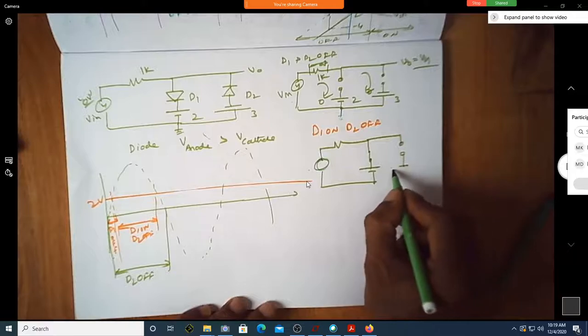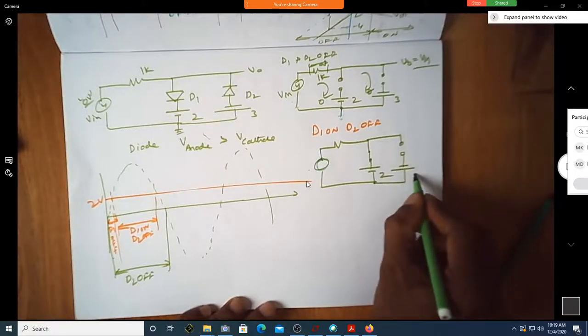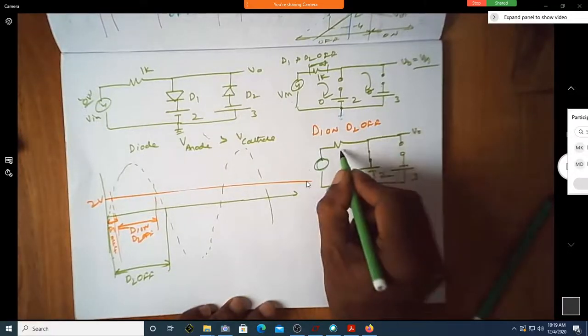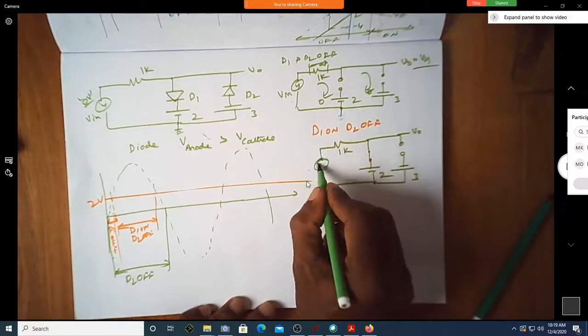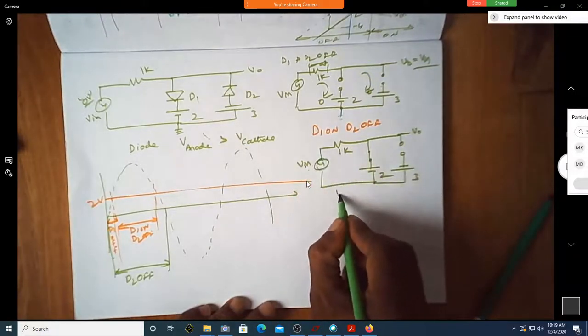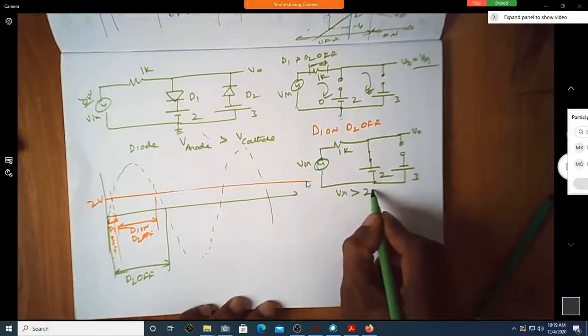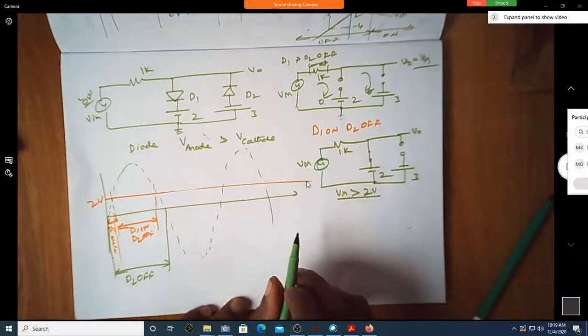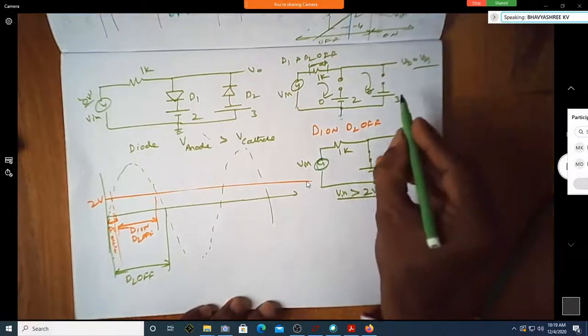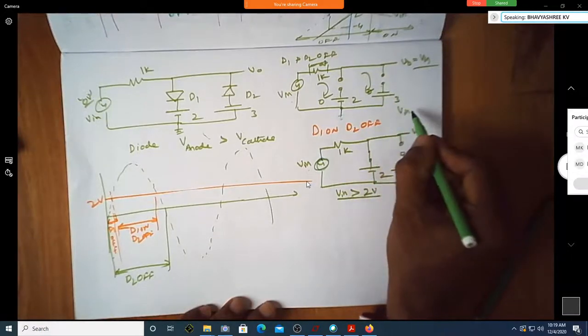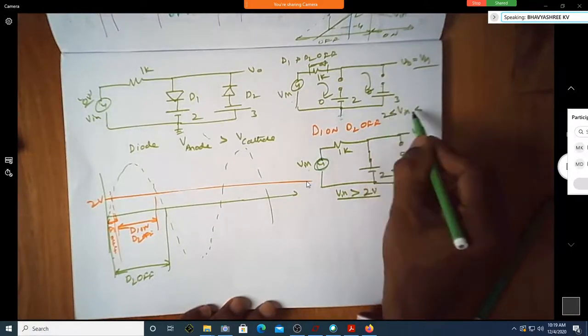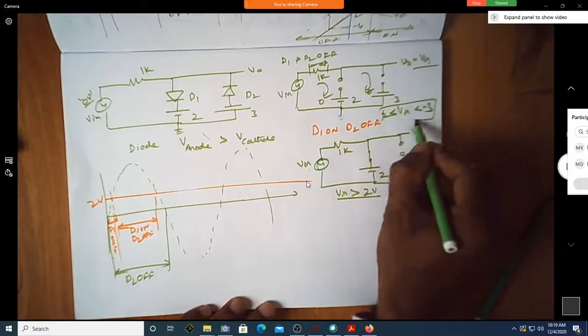This is open. This is 2. This is 3. V naught. This is 1K. This is V in. So this is when V in is greater than 2 volt. Correct? Yes, sir. Here this is V in is between 2 and minus 3. So between 2 and minus 3.